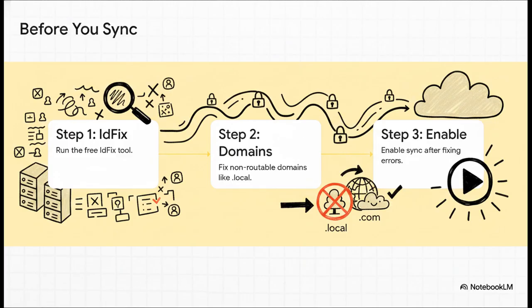And more importantly, step 2, you must fix non-routable domains. If your users have a .local domain suffix, the cloud is going to reject them outright. They need a real routable name like .com. You absolutely have to fix that before you hit enable in step 3.